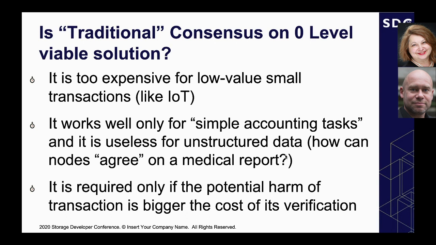Third, the purpose of consensus is to prevent potential harm by validating the transaction. So here we have two variables: the cost of the potential harm and the cost of its prevention. We definitely want to use consensus only if the cost of the harm is bigger than the cost of its validation, which is not always the case.